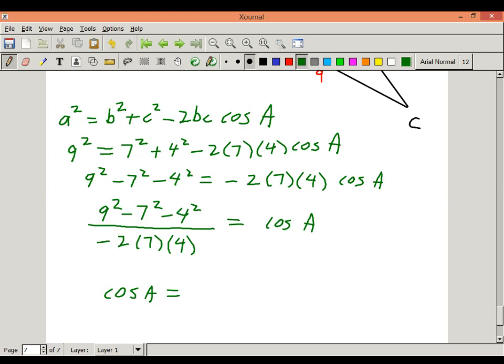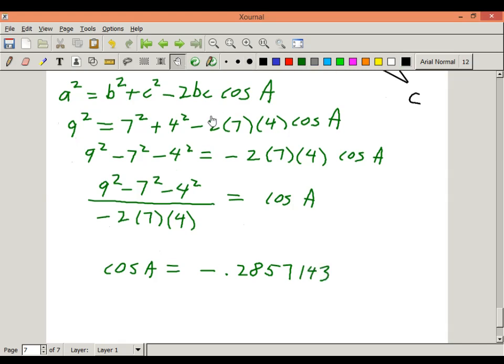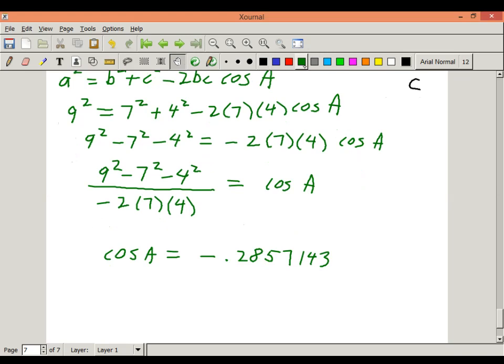Okay, so this cosine, I don't know if I did that right. Let's see. Yeah, I did. I think I'm okay on that. It is negative 0.2857143. I'll just write those out there. And so now I'm going to hit inverse cosine. So angle A, inverse cosine, gives 106.7 degrees.